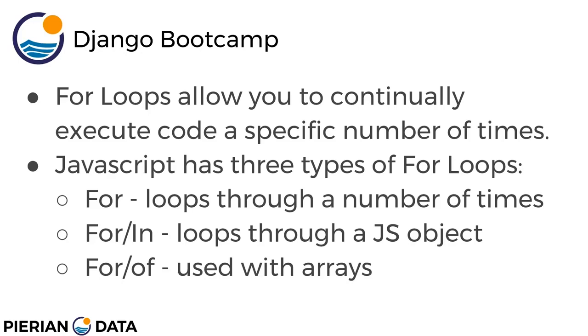It has its most basic for loop, which just iterates through some block of code a certain number of times. Then it has the for in construct, which loops through a JavaScript object. And a JavaScript object is a data structure in JavaScript that we haven't covered yet. And then there's also the for of loop, which is used with JavaScript arrays, which again is another data structure we haven't actually covered yet. So until we cover those, we'll leave for in loops and for of loops aside for now.